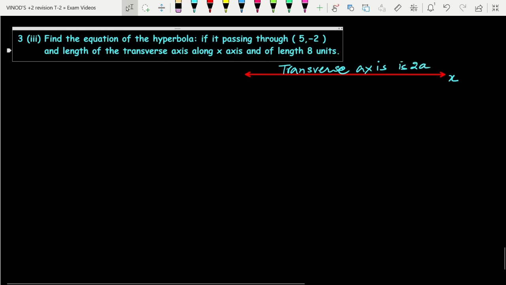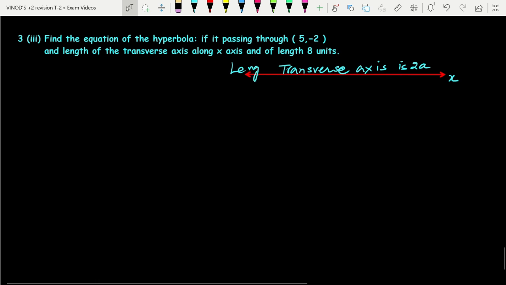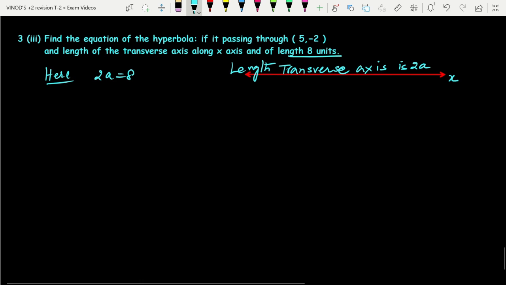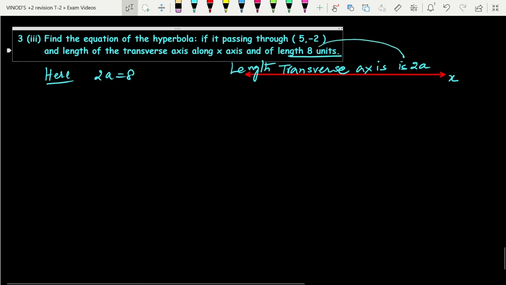So length of the transverse axis is 2a. Because the length is given to be 8 units, here we can identify that 2a is equal to 8. From this, a value is equal to 8 divided by 2 is 4. A value is 4 means a square is equal to 4 square, 16. So we have found a square value.